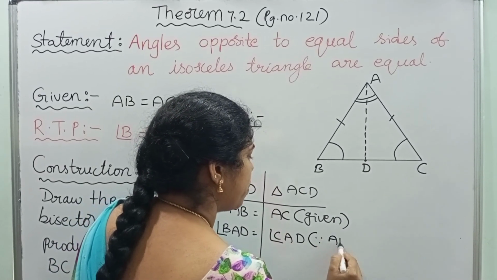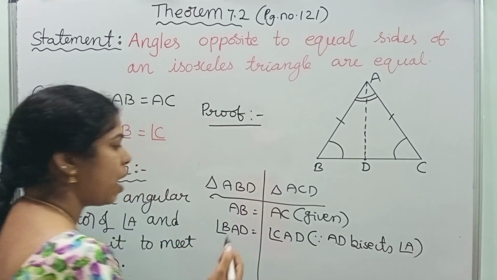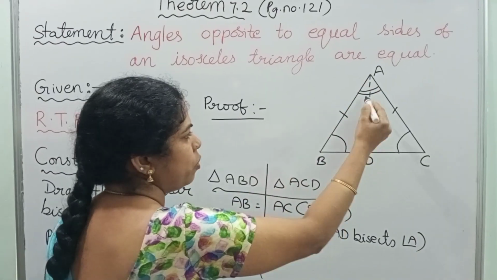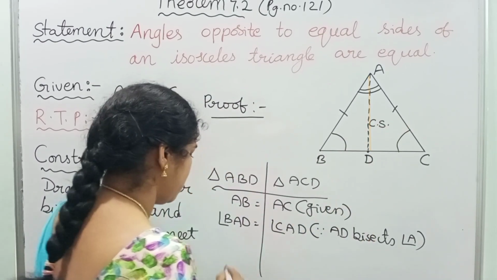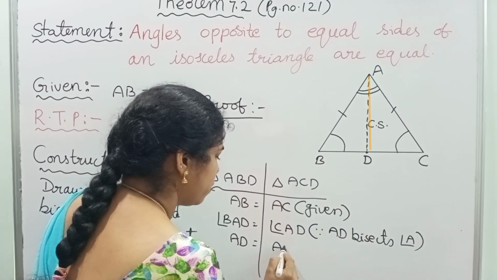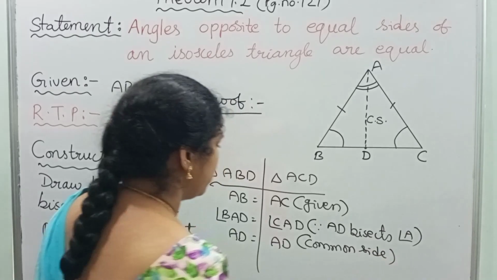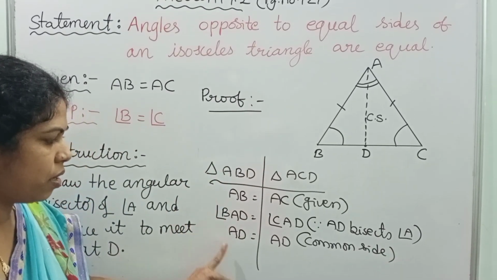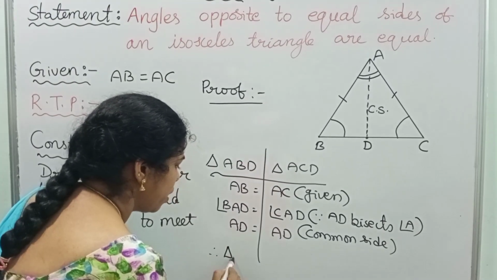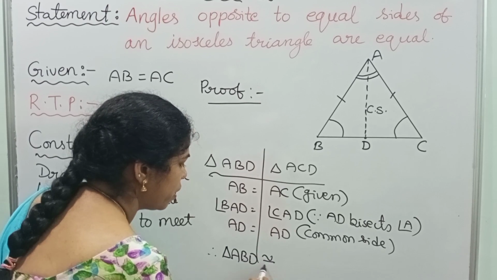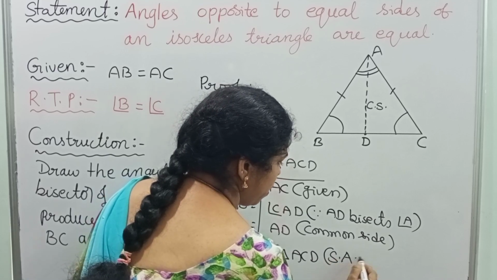Since AD bisects angle A. And the next equal part is AD. If you observe, AD is the common side for both the triangles. Common side, AD is equal to AD. Therefore, side, angle, side. So, three equal parts we observed. Therefore, triangle ABD is congruent to triangle ACD by SAS congruency.